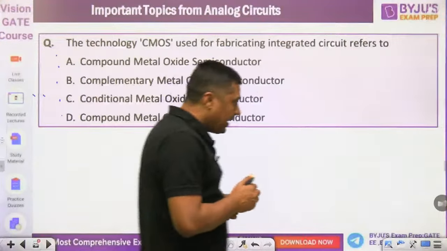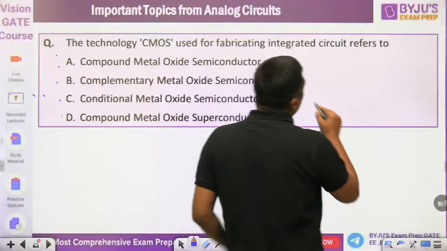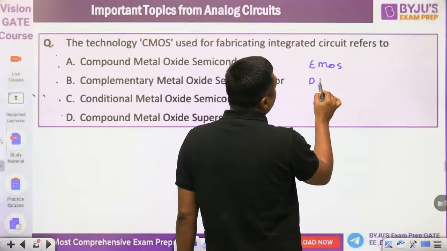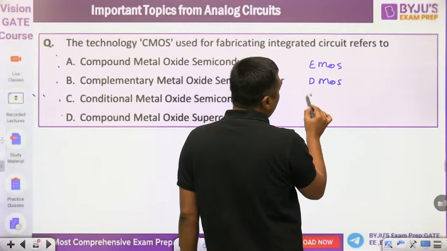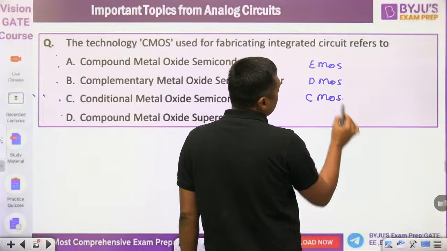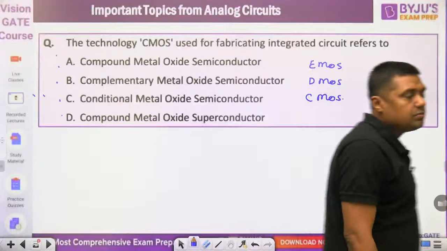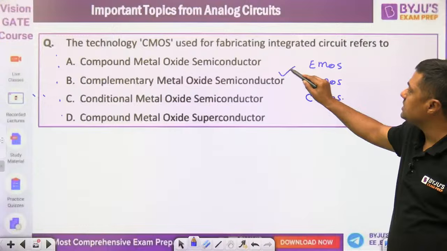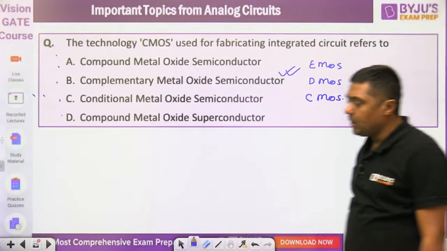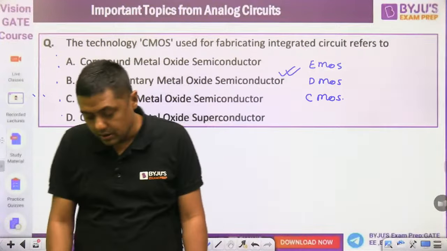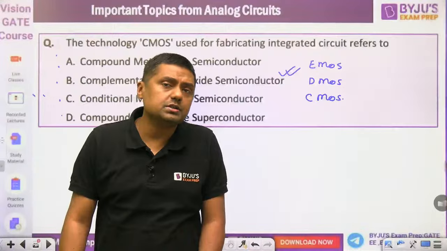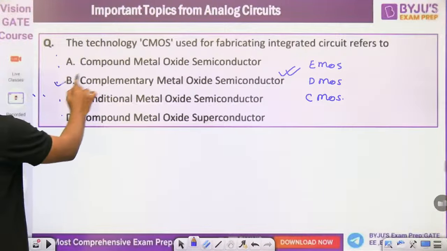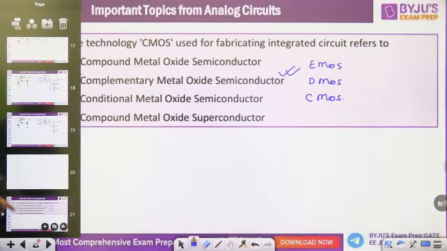Now, as you know, when we are talking about the MOSFET, you have to prepare EMOS. You have to prepare DMOS, basic idea about the DMOS. You have to prepare CMOS, complementary metal oxide semiconductor. B is the answer for this question, guys. Each and everything about these three topics. Then this is the answer B. B for Bombay. The next one.